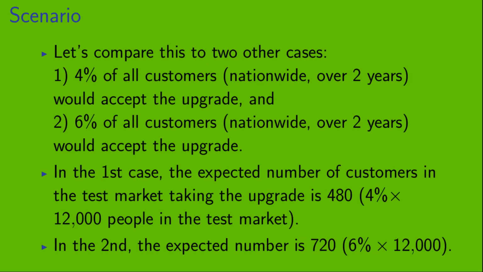Let's compare this to two other cases. First, the case where 4% of all customers, that's nationwide over 2 years, would accept the upgrade. And second, the case where 6% of all customers, that's nationwide over the 2 years, would accept the upgrade. In the first case, the expected number of customers in the test market taking the upgrade is 480. That's 4% times 12,000 people in the test market. In the second case, the expected number is 720. So that's 6% times 12,000.